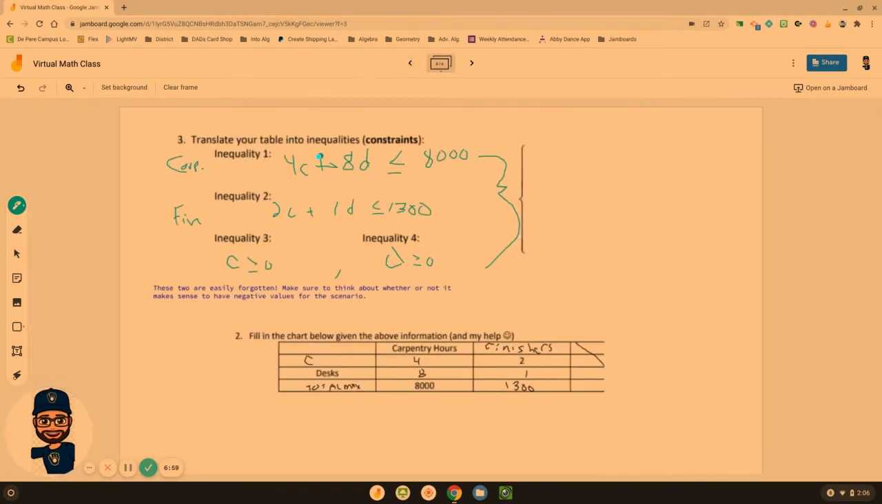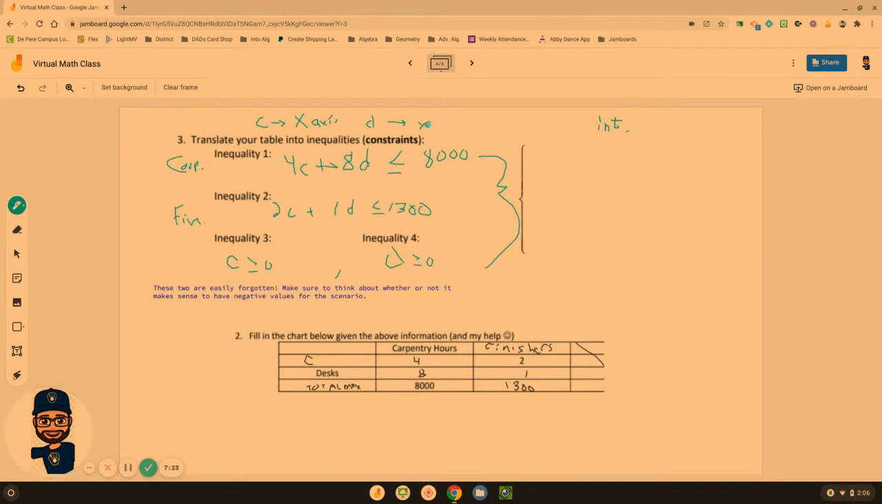I'm just going to go back here for a moment to try and find the intercepts. Okay, if we graph, let's imagine that the C is the x-axis and that the D represents our y-axis.